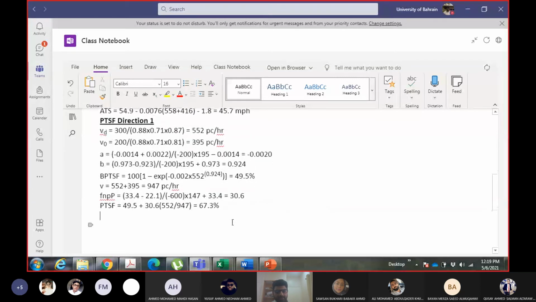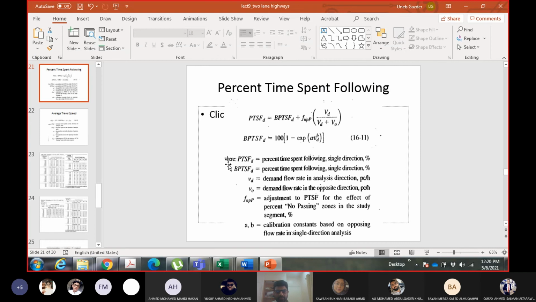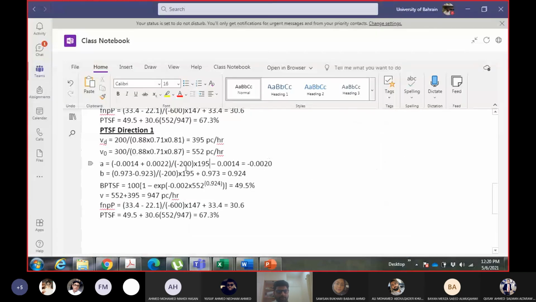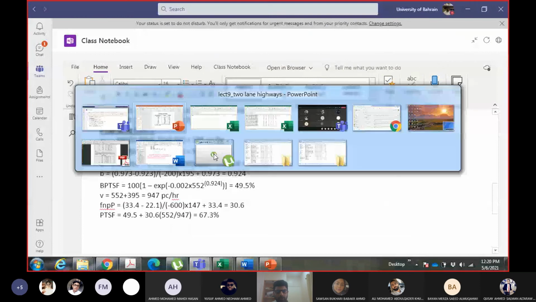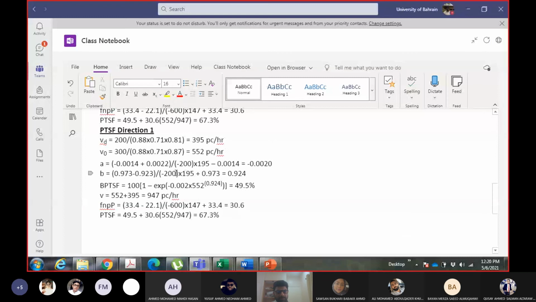Like I said earlier, you will reverse the directions, right? You will reverse the directions. So this becomes opposing. And this becomes my actual direction, and I will do the interpolation again. So now I'm interpolating for A and B. I need the opposing flow. Opposing flow is 552 now. So I have to interpolate between again 400 and 600, right?